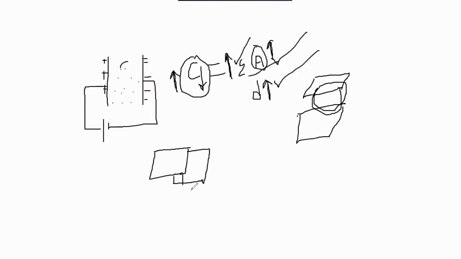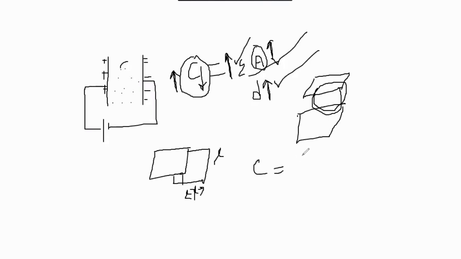This is the overlapping area, and suppose x is the width. And suppose L is the length of the plate, so that is a constant, and x is varying. So now C equals to what we can write here.